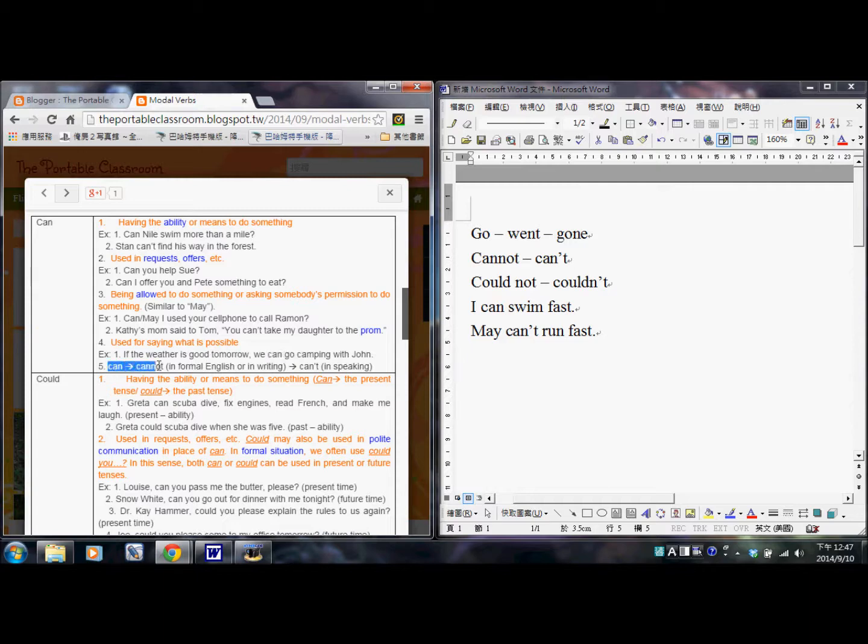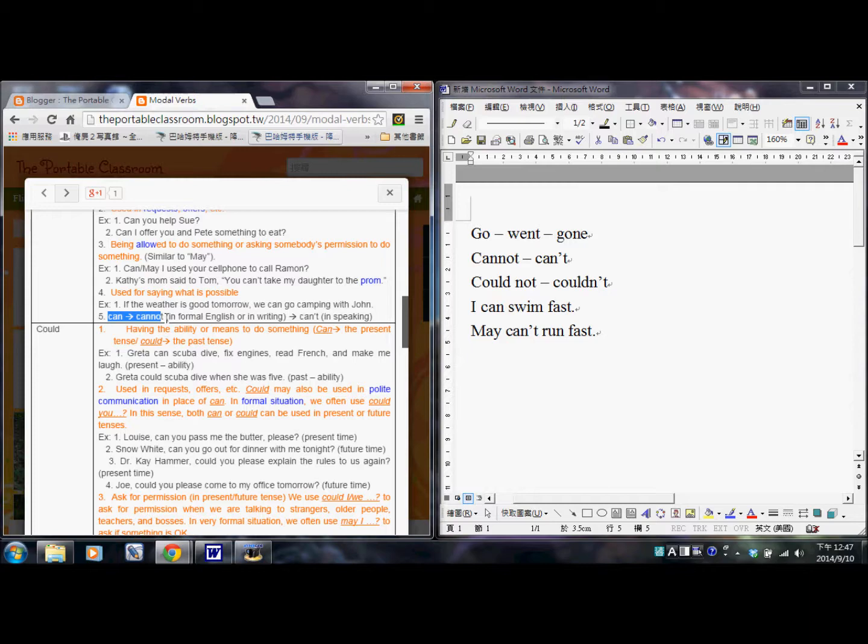Number 5, remember the form of can and cannot. We do not write cannot separately. Okay? Now we write cannot in formal English or in writing. We write like this. In speaking, we often use can't.